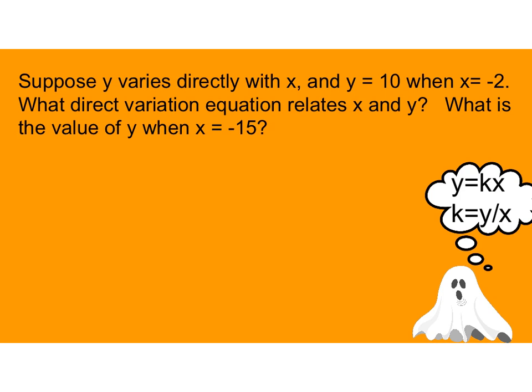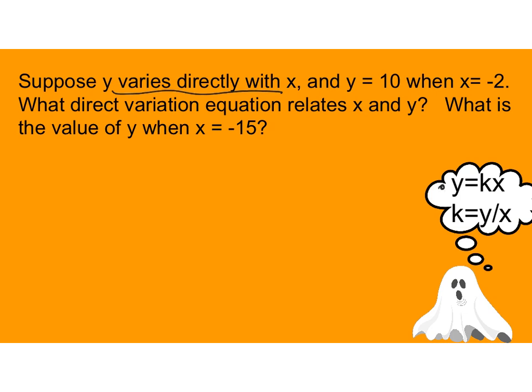Okay, let's try another one. Suppose y varies directly with x. So we have y varies directly with x. And y equals 10 when x equals negative 2. What direct variation equation relates x and y? What is the value of y when x equals negative 15?